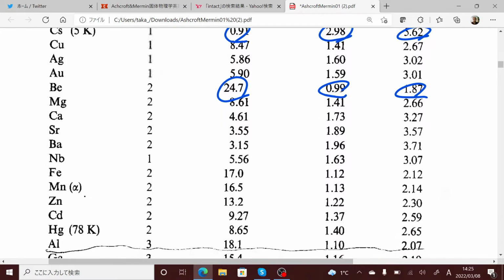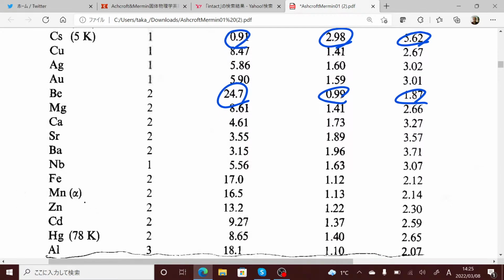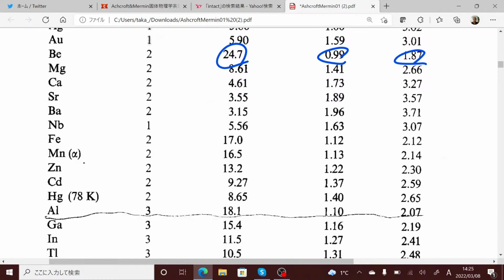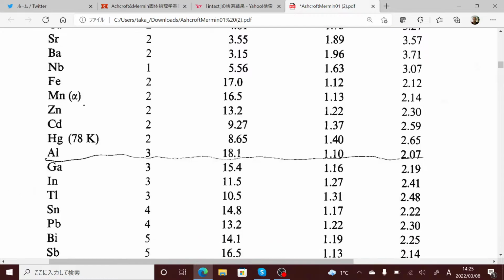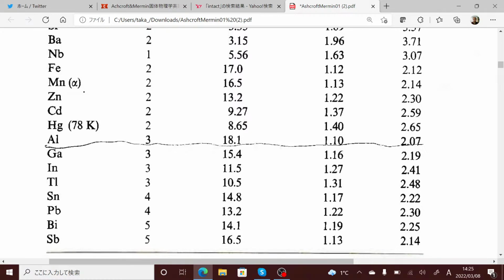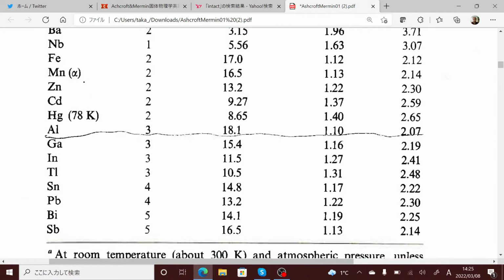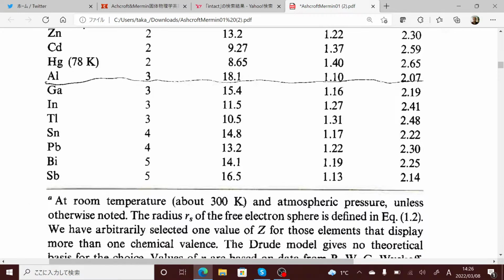Iron 1.12, manganese, alpha manganese 1.13, zinc 1.22, cadmium 1.37, mercury 1.4, aluminum 1.1, gallium 1.16, indium 1.27, thallium 1.31, tin 1.17, lead 1.22, bismuth 1.19, antimony 1.13.